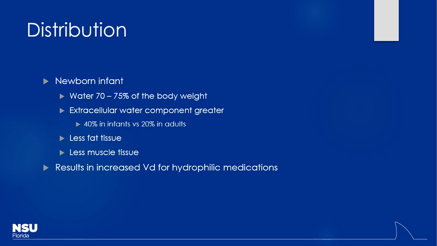So looking at the newborn infant, typically 70 to 75% body water is making up their weight there. And also they have a higher extracellular water content as compared to adults. They have less fat tissue, less muscle tissue, so I kind of talk about them as big bags of water. And because of that, their volume distribution for hydrophilic meds is going to be much higher. And I'll show you some examples of how that actually affects the dose we have to administer to get the same level, essentially.